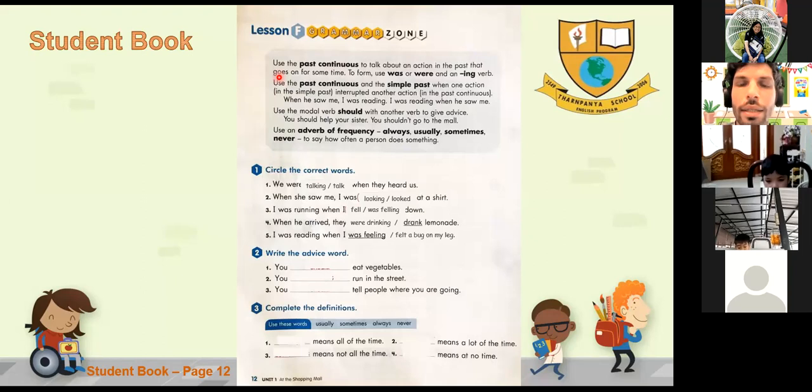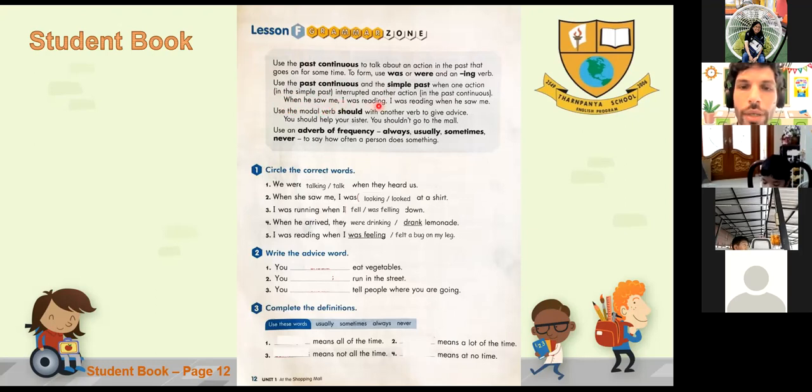Okay, now let's see. We are going to see some examples later so you can see these clearly. Okay, so by now, listen. We use the past continuous and the simple past when one action in the simple past interrupted another action in the past continuous. For example, when he saw me, let's take a look at the first part. When he saw me, we are talking here using simple past. Remember, saw is the simple past tense of the verb see. When he saw me, the first part of the sentence used simple past.